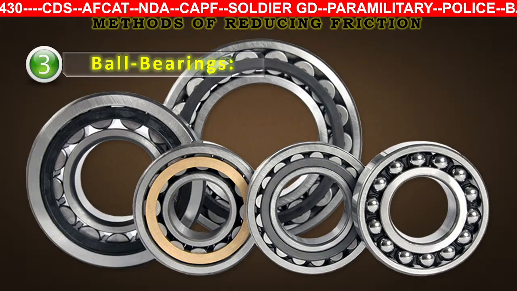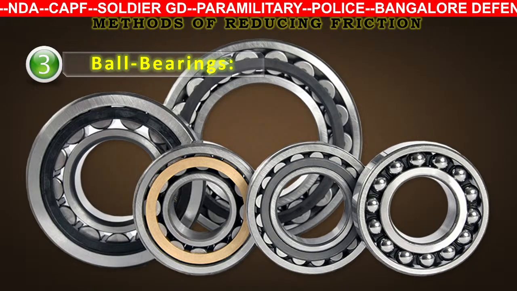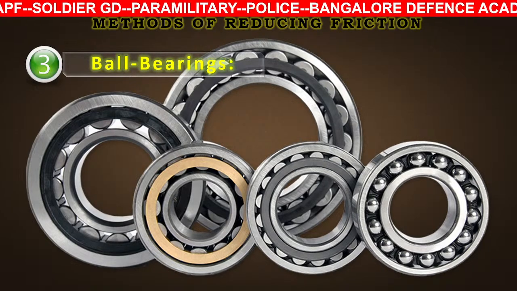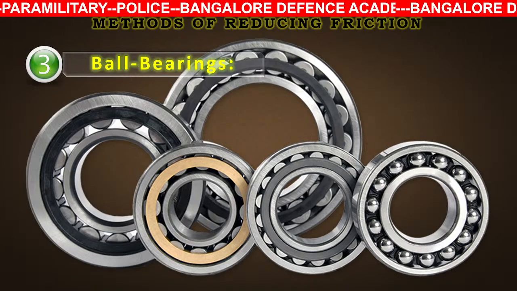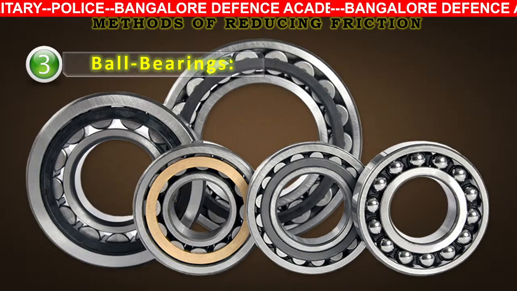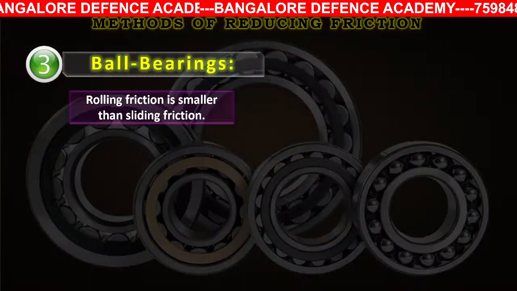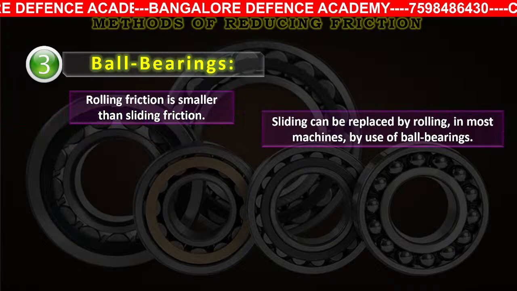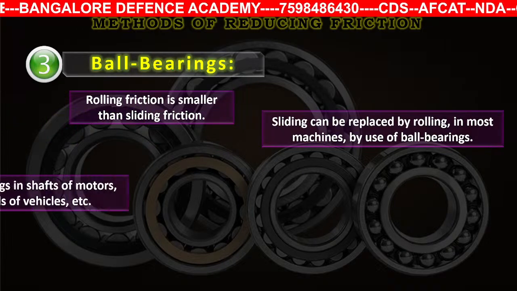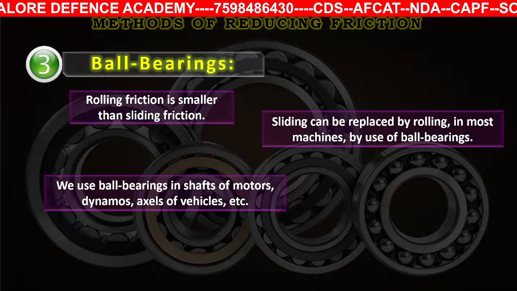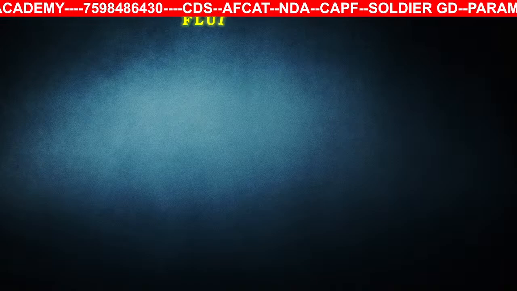Ball bearings. Can you see the small balls here, on the right side? This will reduce the friction. This is there in the wheel of your cycle or bike or any other. So rolling friction is smaller than sliding friction. Sliding can be replaced by rolling in most machines by use of ball bearings. We use ball bearings in shafts of motors, dynamos, axles of vehicles, etc.